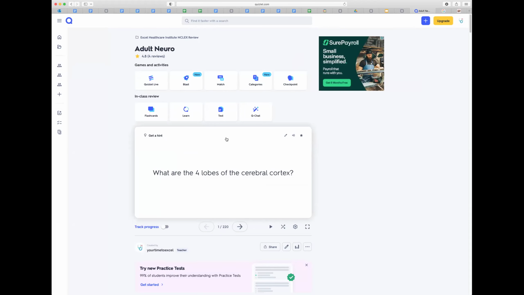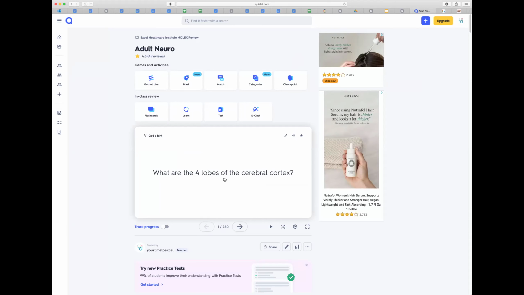So the way the flashcards work is like, what are the 4 lobes of the cerebral cortex? What's the answer to that, guys? Occipital, temporal, frontal, and what's the last one? Starts with a P. Parietal. Yeah. Very good. So see, that's how the flashcards work. It asks you a question, then you click on it, and then frontal, parietal, occipital, temporal. Good. You're done with that one. Then you go to the next one.